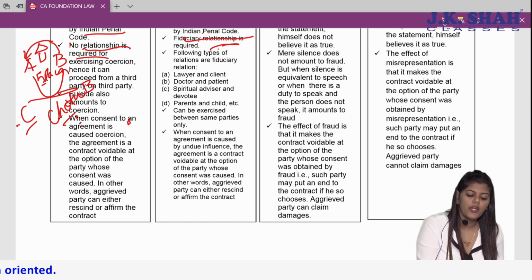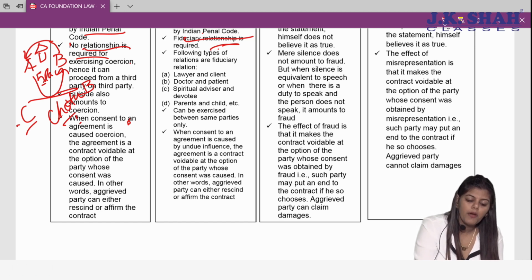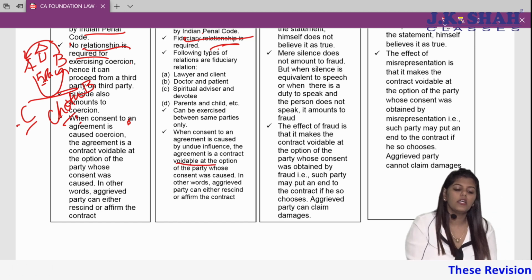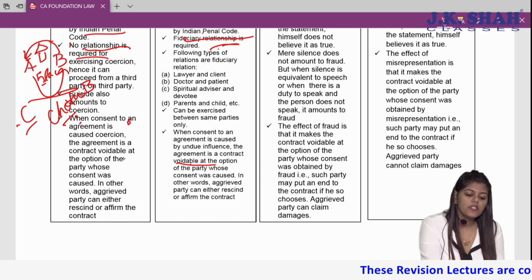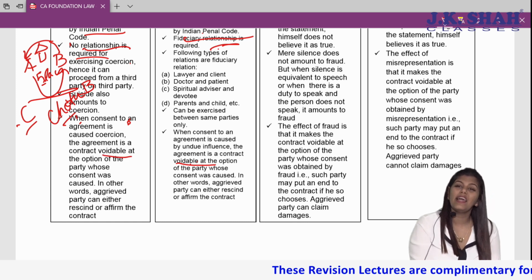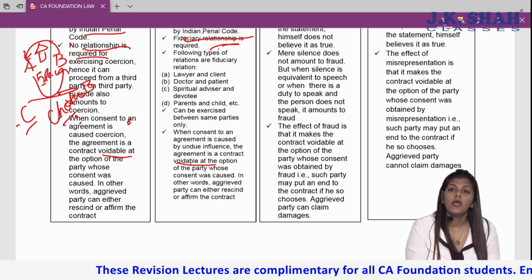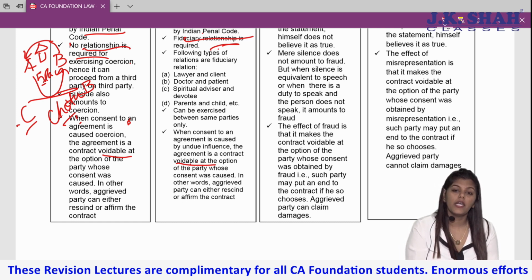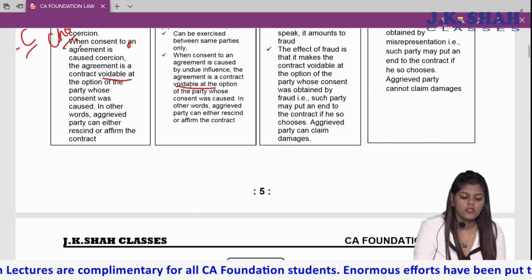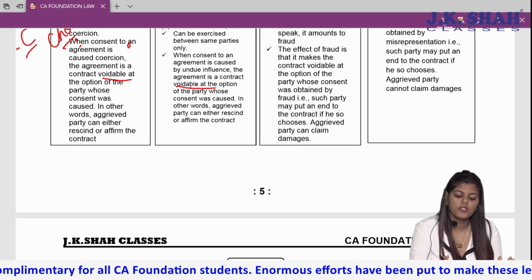Coercion, undue influence: they are avoidable at the option of the aggrieved party. See, this is one type of contract I had left when I was teaching you unit 1, and I had told you it will come again. मैंने बोला था ये आएगा. देखो ये आ गया.